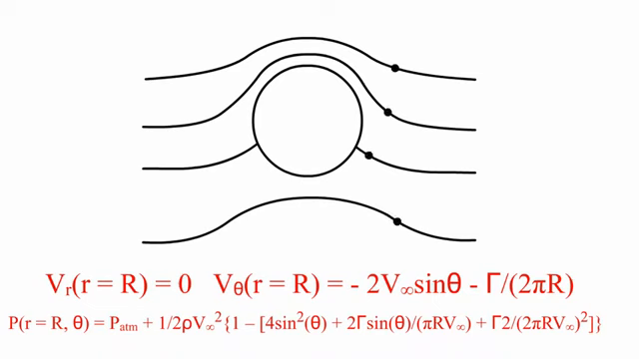Again, we set our r coordinate to big R to get the velocity along the surface of the cylinder. Here, V_r is still 0, as expected, and V theta now equals negative 2 V infinity sine theta minus the new term, gamma divided by 2 pi R. Now from the Bernoulli equation, the pressure then becomes the long expression seen here.